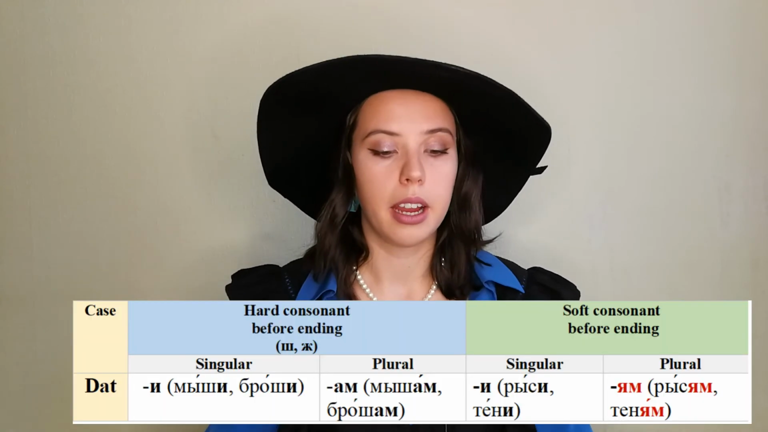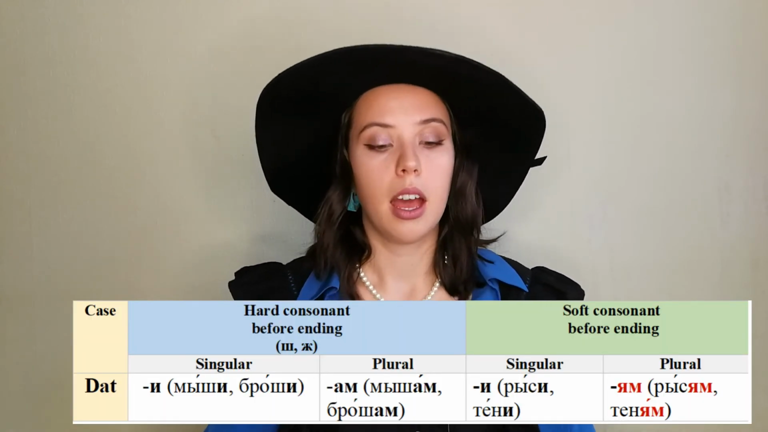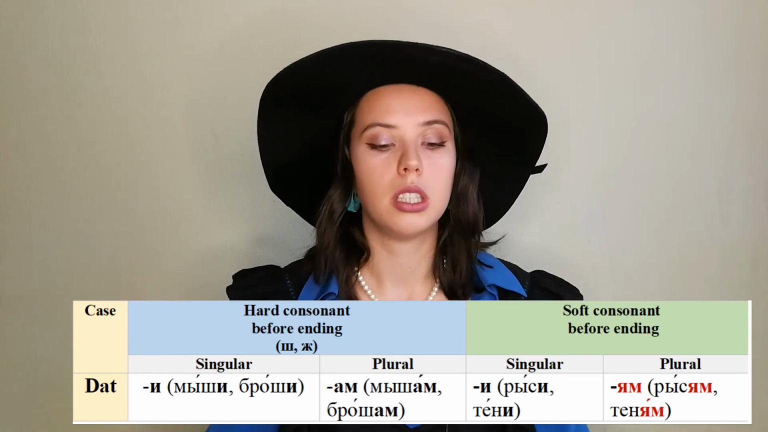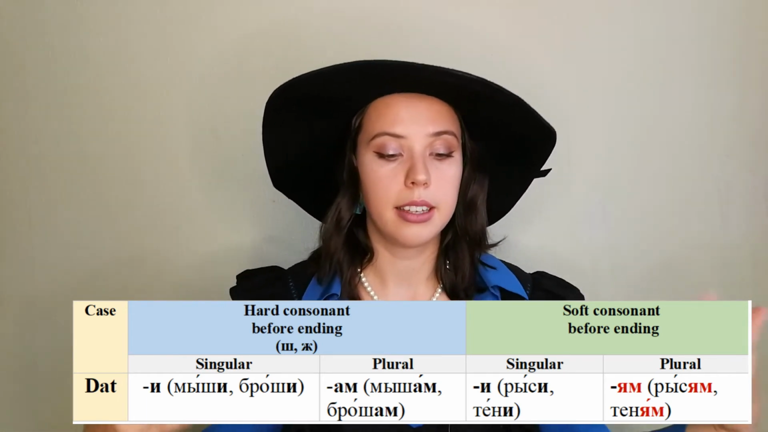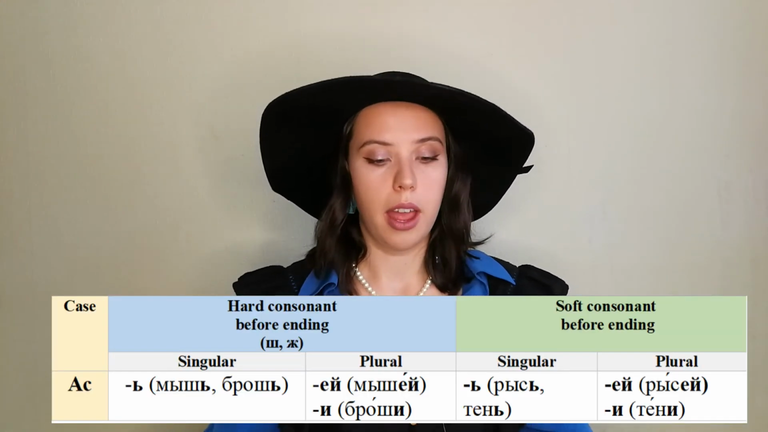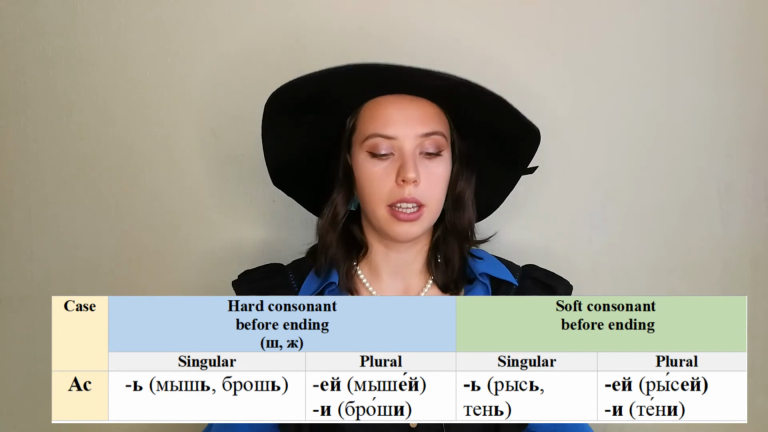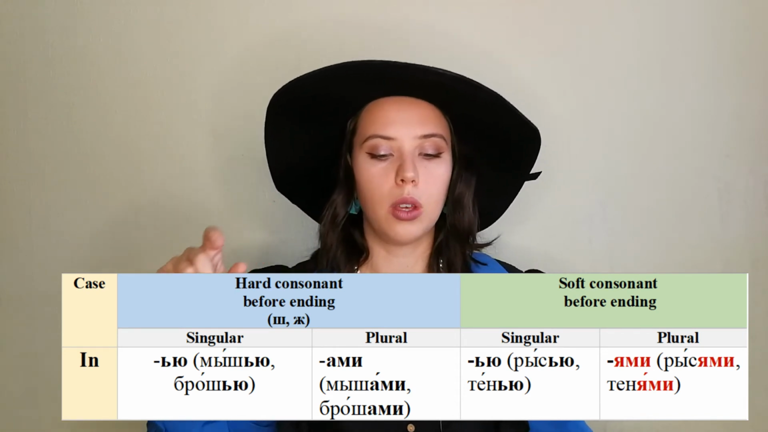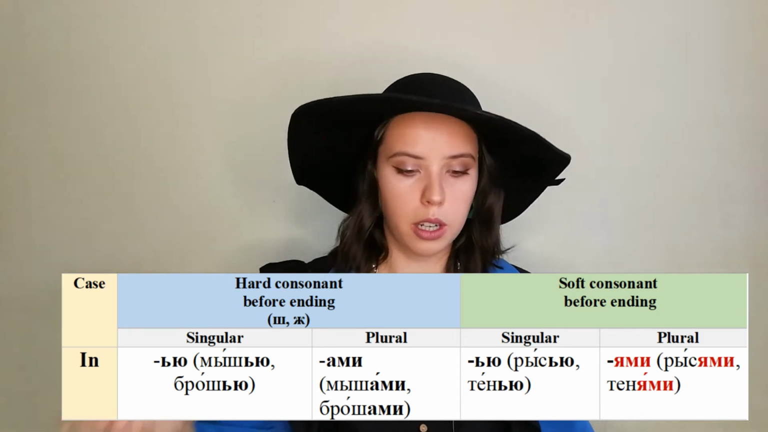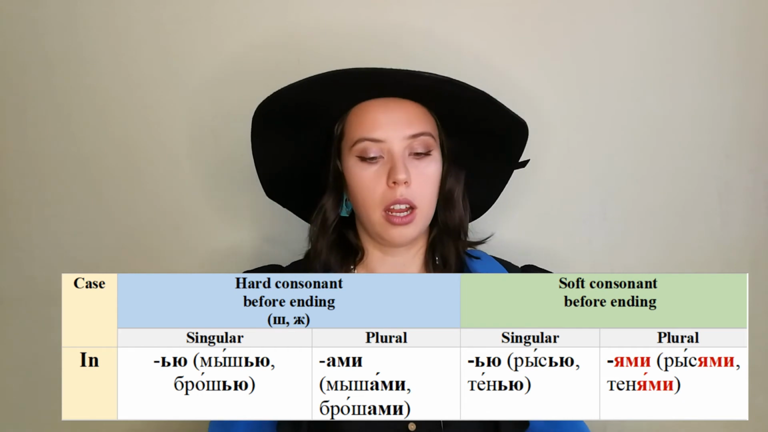So the next will be dative, and here we get е. And we will say мыши and рыси. Still the endings are the same. For the accusative form, again zero ending. For example, мышь, рысь. For instrumental, there will be firstly a soft sign and then the ending ю. For both versions, мышью, рысью.